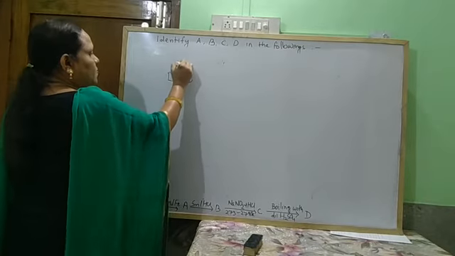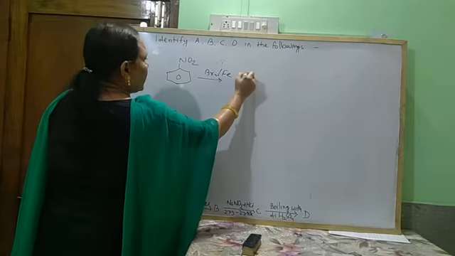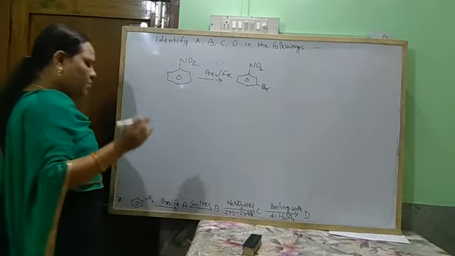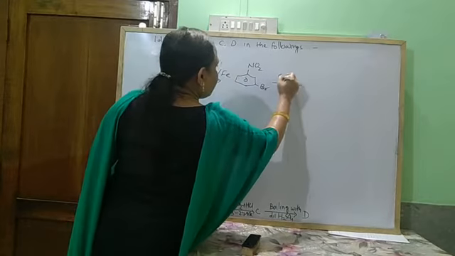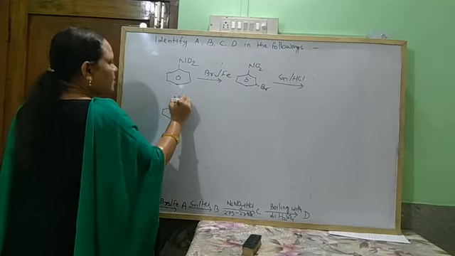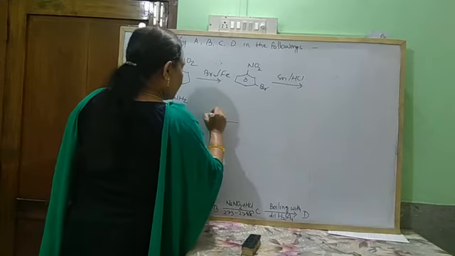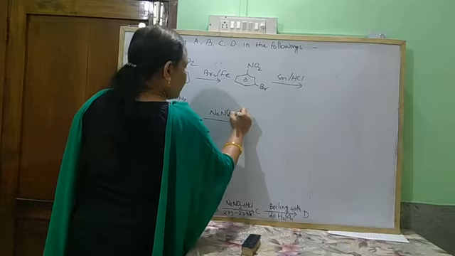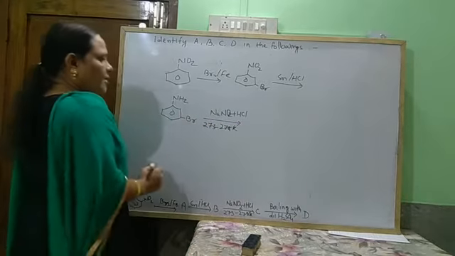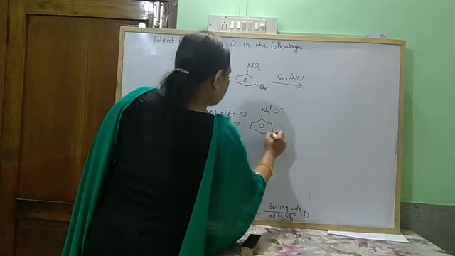So suppose this is nitrobenzene. When treated with bromine in presence of iron, it forms meta nitrobromobenzene. And when this is treated with tin and HCl, again this nitro group is reduced to NH2 group. It forms metabromoaniline. And when this is treated with sodium nitrite in presence of hydrochloric acid at 273 to 278 Kelvin, the NH2 group is converted to benzene diazonium chloride.